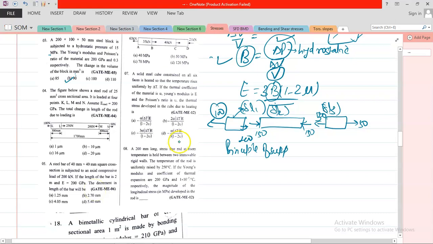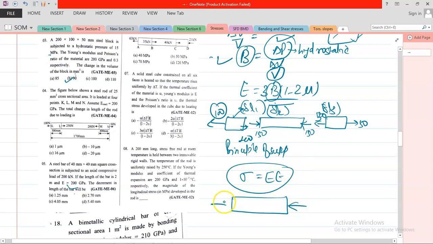Now the next question, question number 5. A steel bar of 40 mm by 40 mm square cross section is subjected to an axial compressive load. The length of the bar is given and E is given; we need the decrement in the bar. So this is a simple concept. Your bar is given, the compressive force is applied, so change in stress. You know the stress is P by A. So your P is 200 into 10 raised to the power 3 divided by area, 40 by 40. This is your compressive stress.